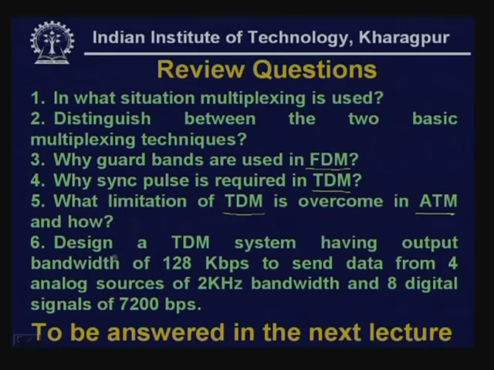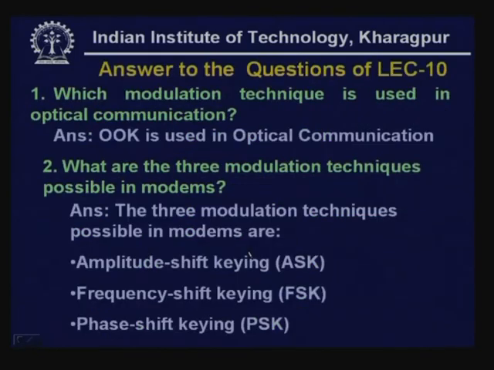Sixth question is, design a time division multiplexing system having output bandwidth of 128 kilobits per second to send data from 4 analog sources of 2 kilohertz bandwidth and 8 digital signals of 7200 bandwidth. Here we see we have to do pulse stuffing, bit stuffing, so that the synchronization is possible. So, the answers of these questions will be given in the next lecture.